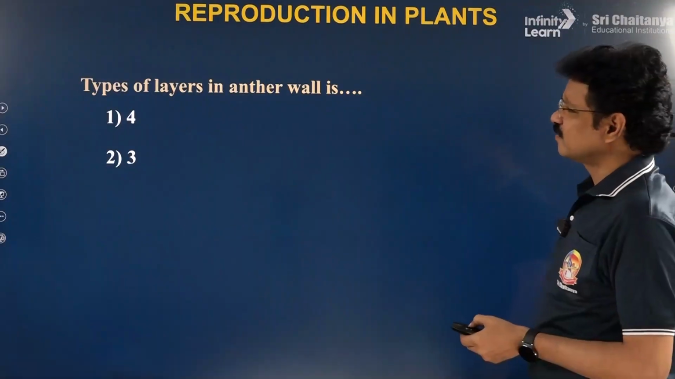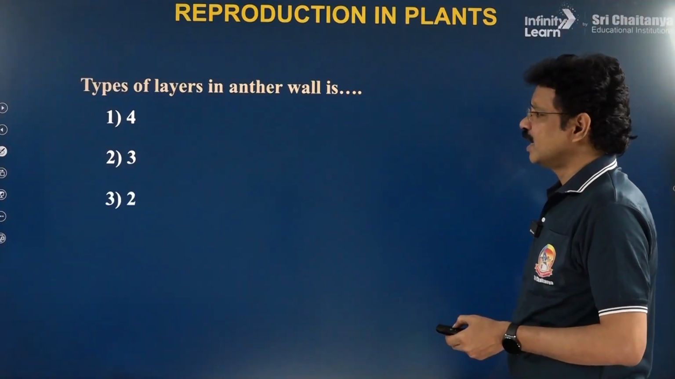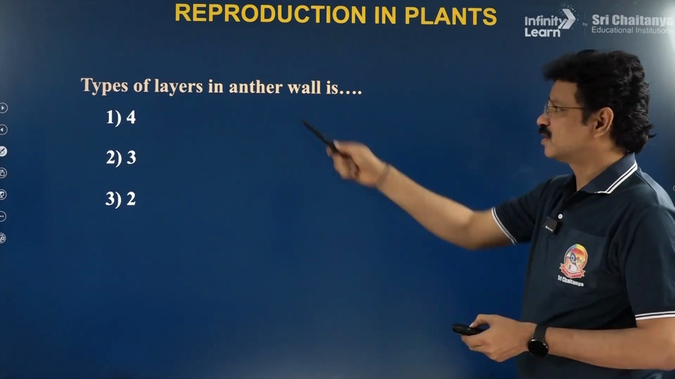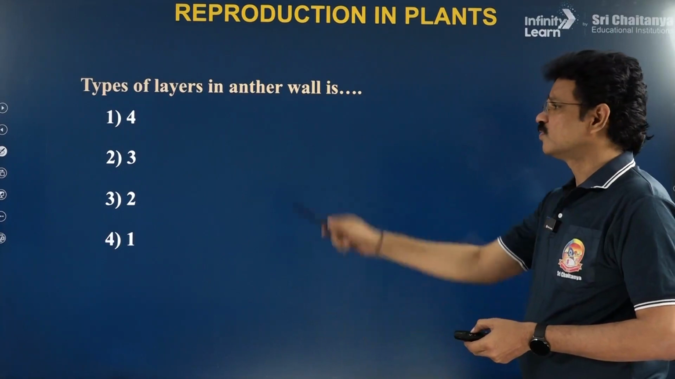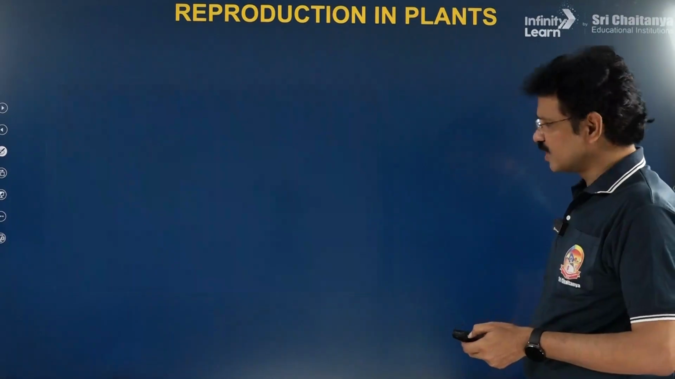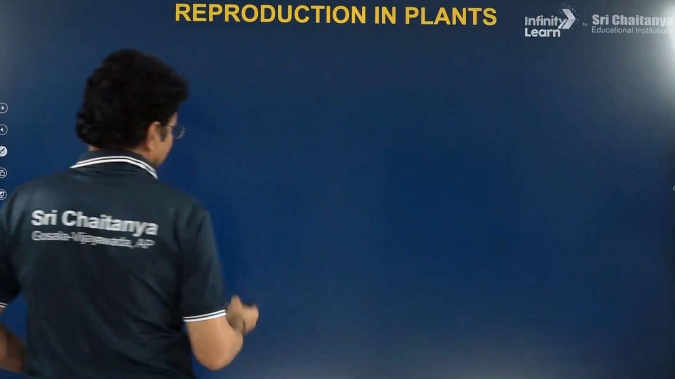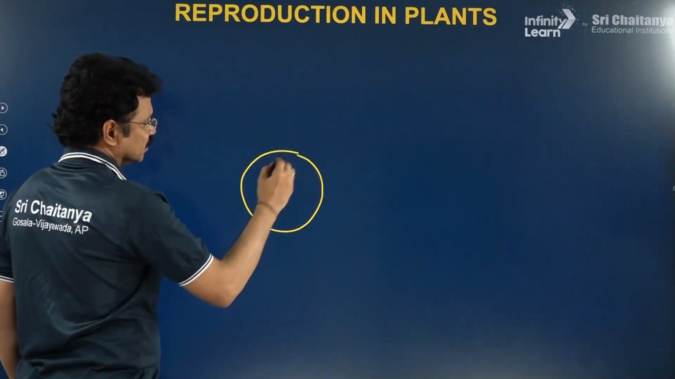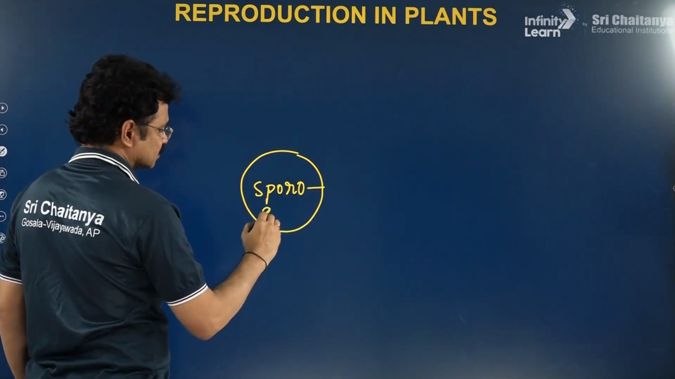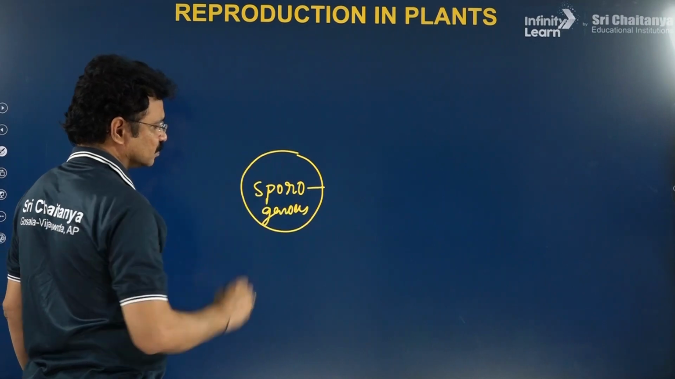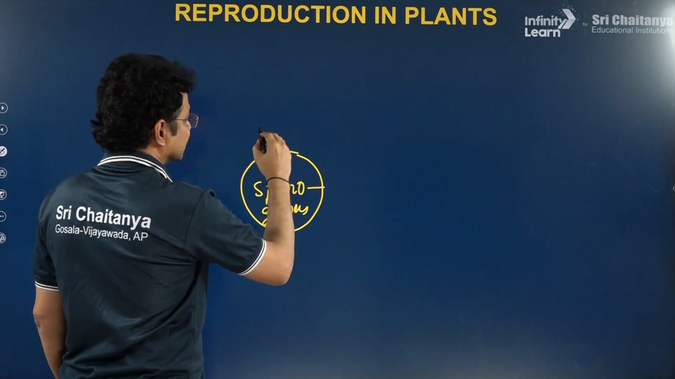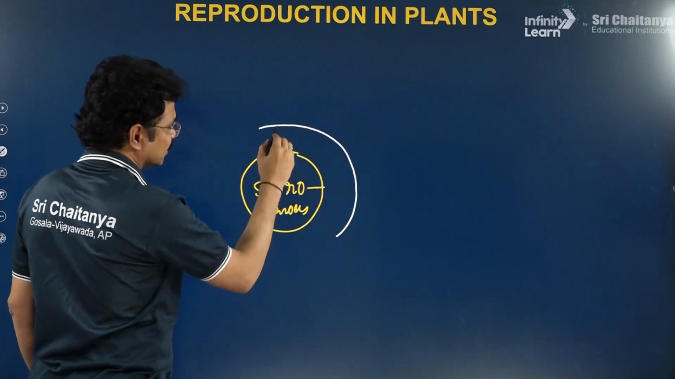Next, how many types of layers are found in the anther wall? The anther may be either monothecous or dithecous. Generally, four types of layers are there. What are the names of these four types of layers of the anther wall? For example, this tissue is the sporogenous tissue, encircled by four types of layers of the anther wall.